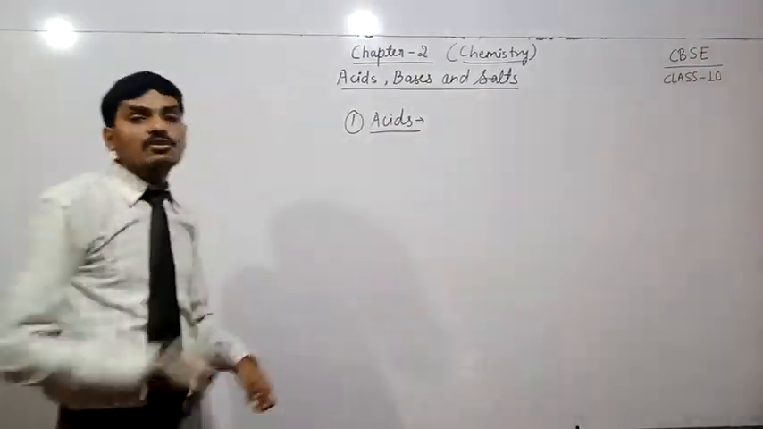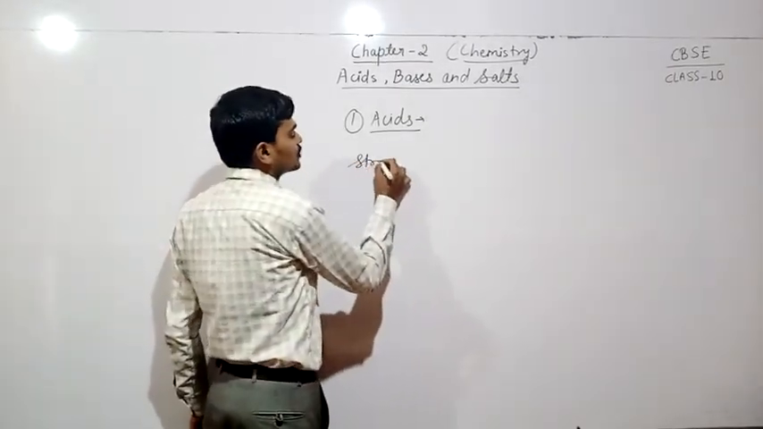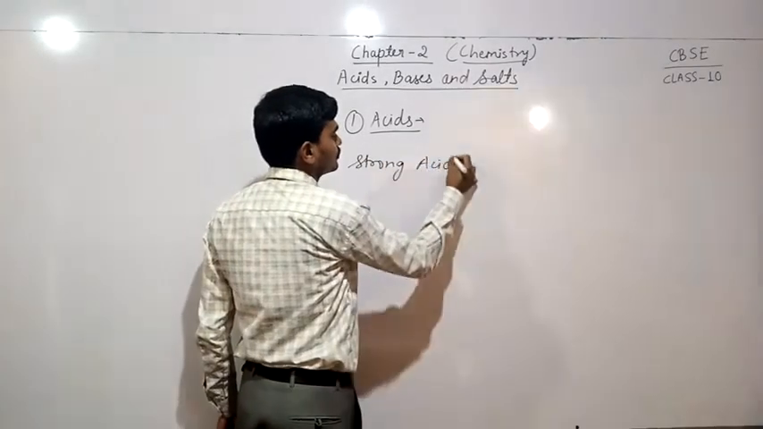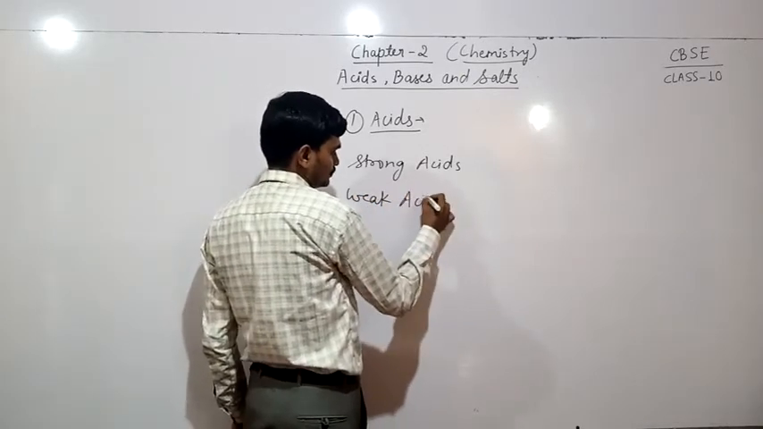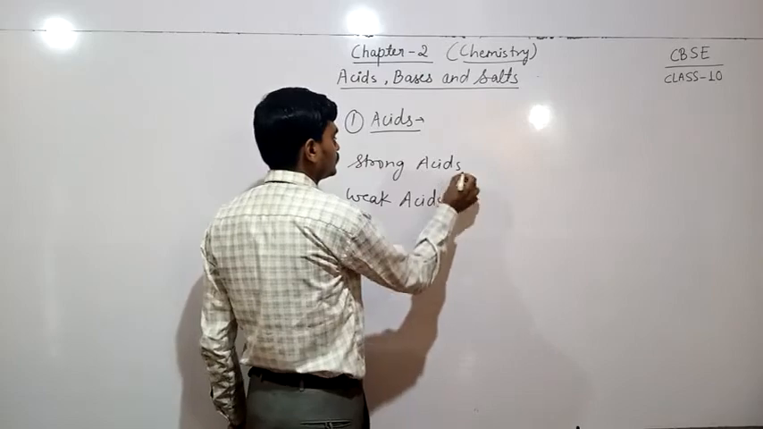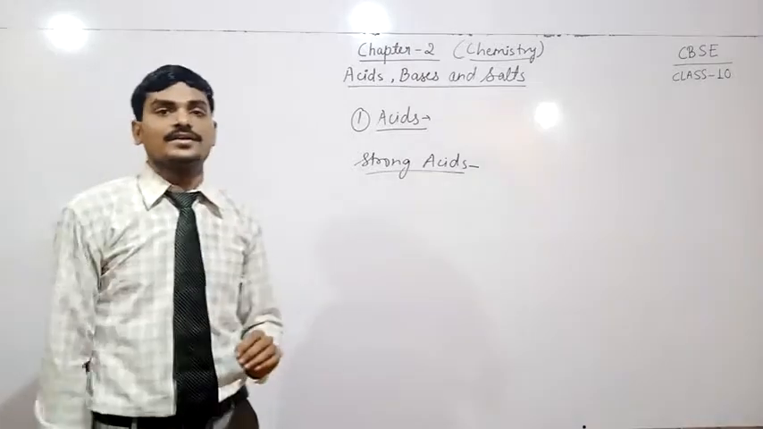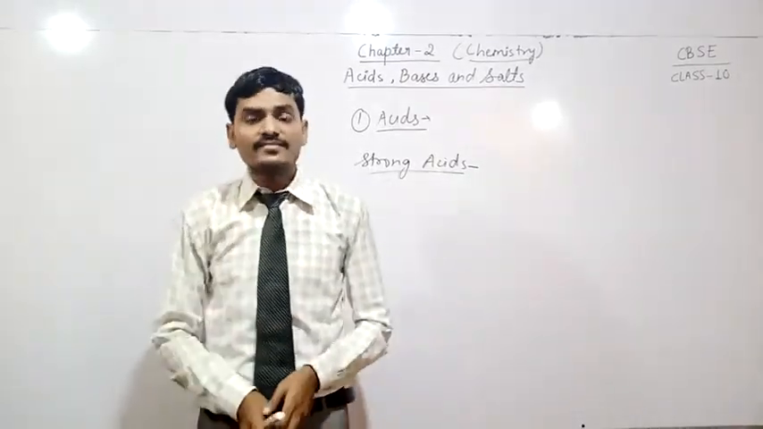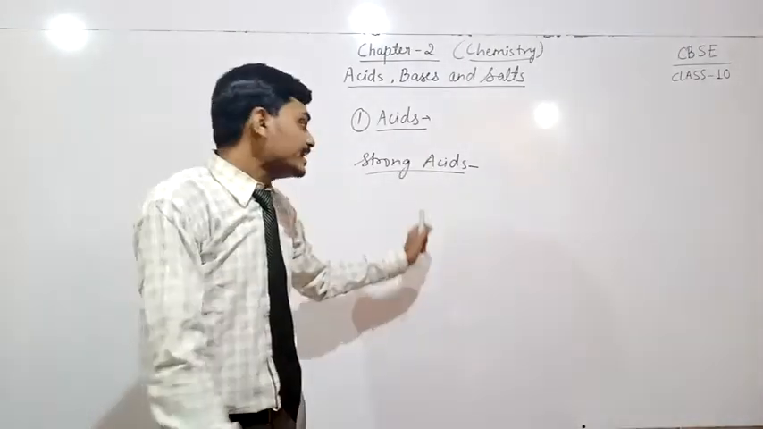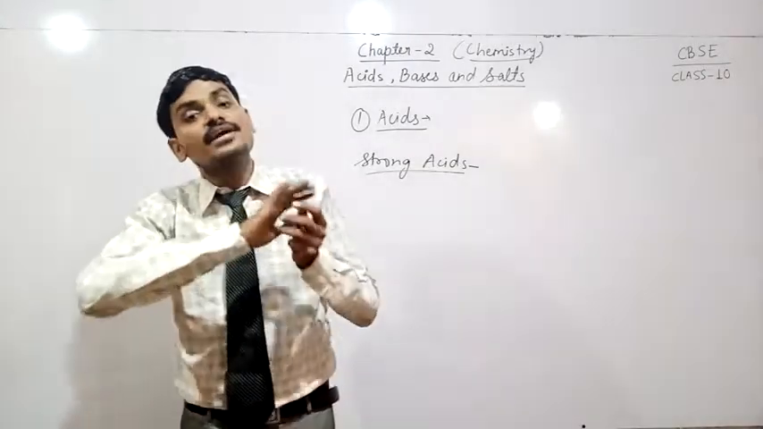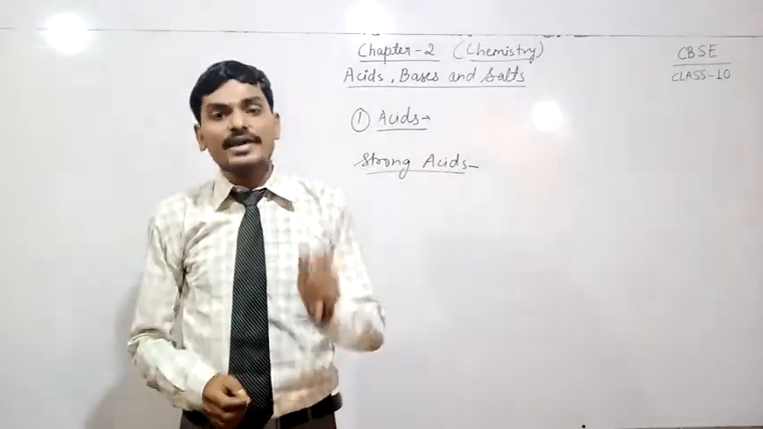Now, types of acids. There are mainly two types of acids: first one is strong acid and second one is weak acid. What is a strong acid? Strong acids are those acids which are completely ionized in aqueous solution. That is, if any acid ionizes completely in aqueous solution, then we will say it is a strong acid.